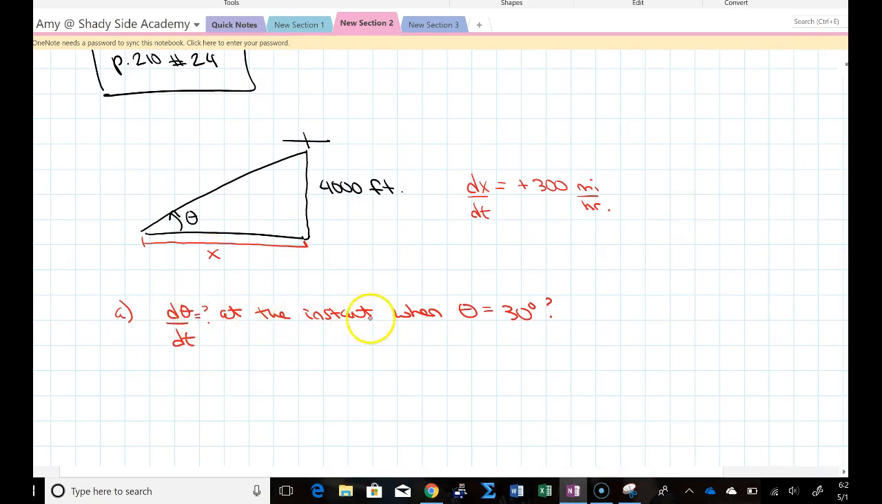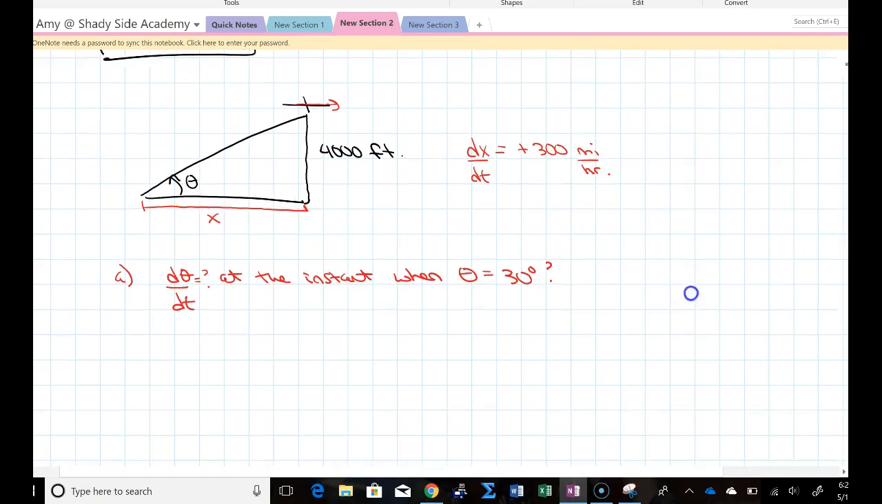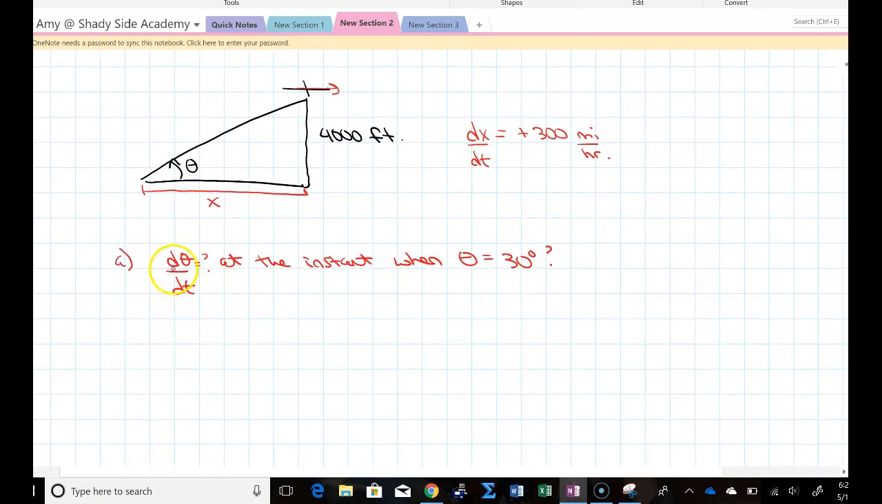And what instant is he talking about? At the instant when theta is 30 degrees. That is the question. But I also know a known rate here: if the plane is traveling at a constant speed of 300 miles per hour, I know dx/dt is always positive 300 miles per hour. Okay? So now the question becomes, can I relate theta and x, my two dependent variables?